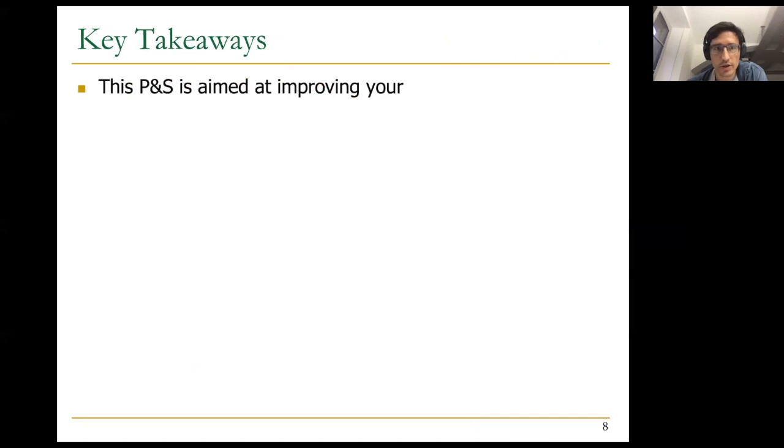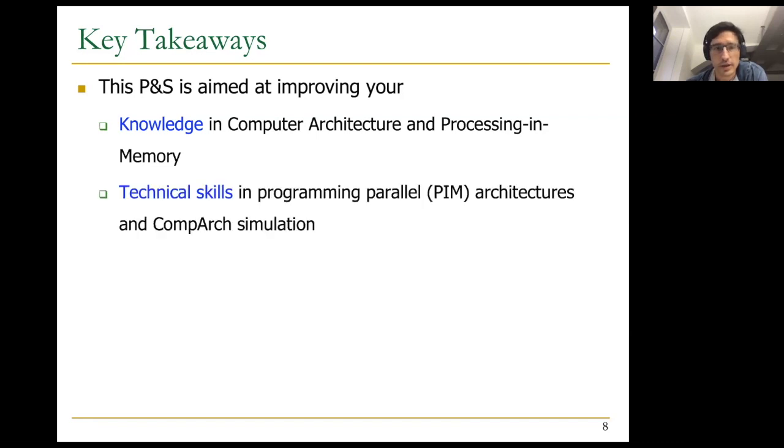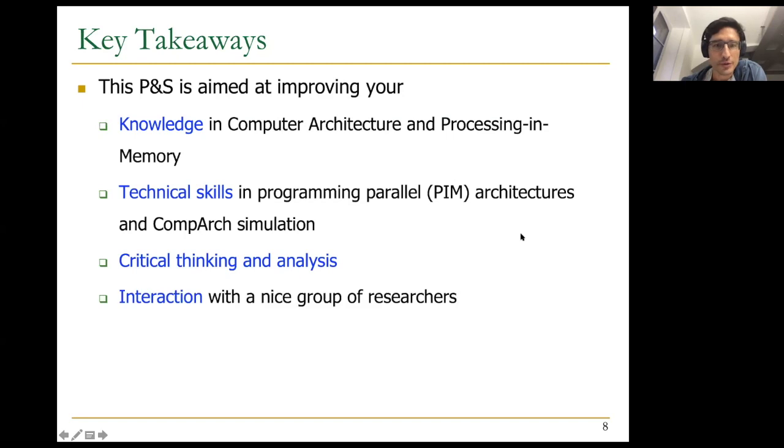Okay, this is the UPMEM architecture, and now key takeaways, what you will end up learning, or what you will gain from this course. First thing is that you will learn more things about computer architecture, in particular processing in memory, which is a very hot trend these days. You will develop your technical skills, like, for example, programming parallel PiM architectures or doing architecture simulation. You will develop your critical thinking analysis. This is something that you usually do in all your courses, which is very good.